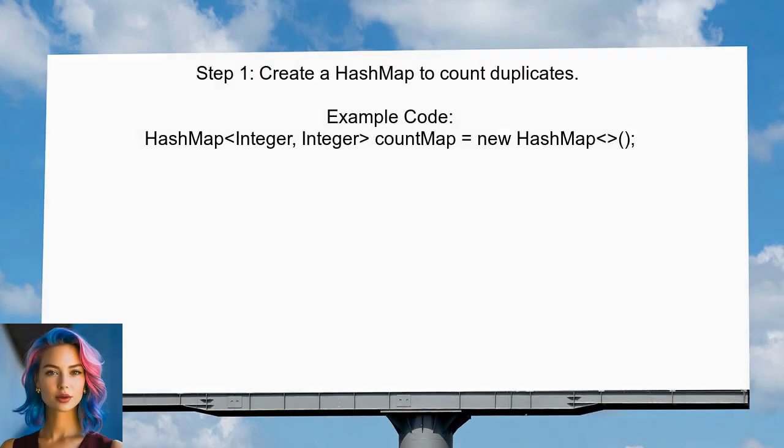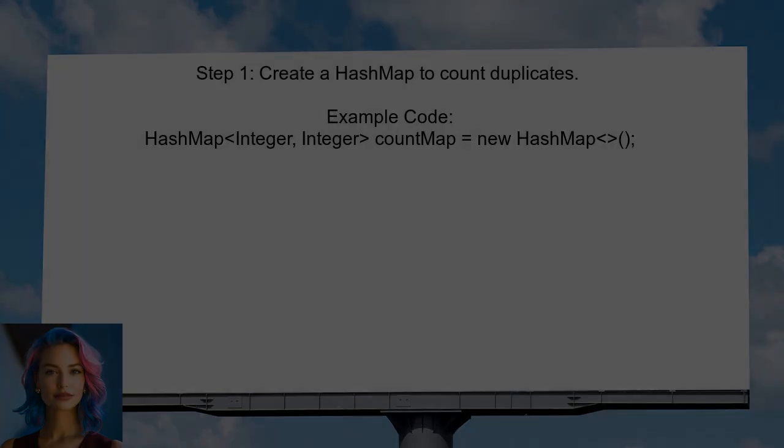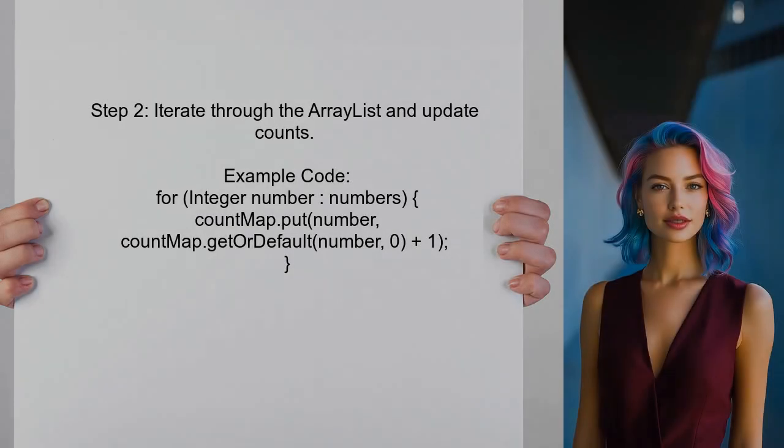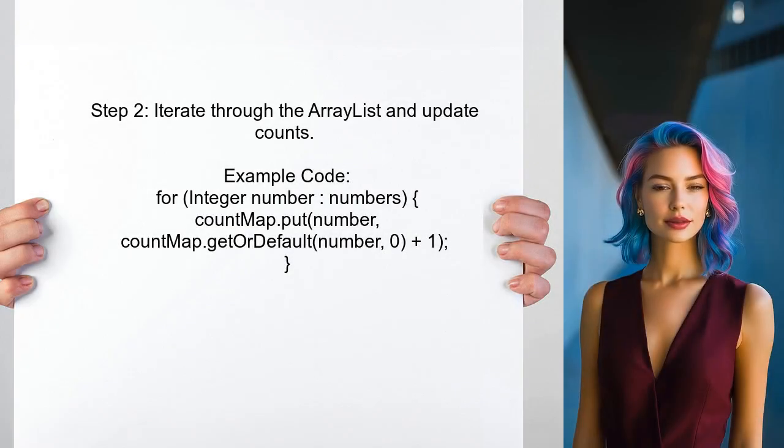To count the duplicate elements in the array list, the user should first create a hash map to store each number and its count. This will help in tracking how many times each number appears. Next, the user should iterate through the sorted array list. For each number, they will check if it already exists in the hash map. If it does, they will increment its count. If not, they will add it to the hash map with a count of 1.